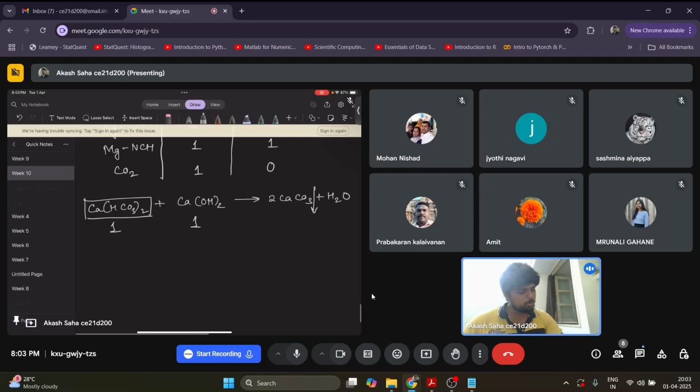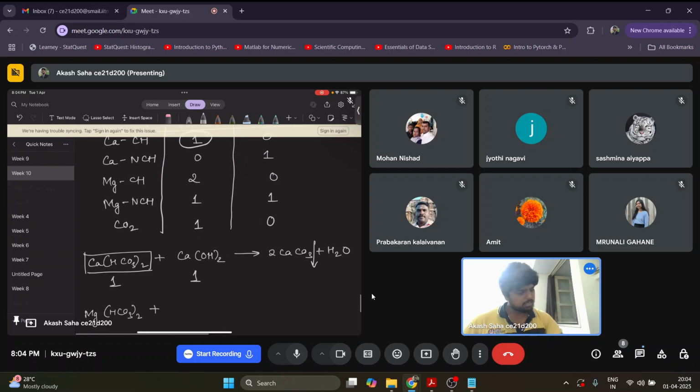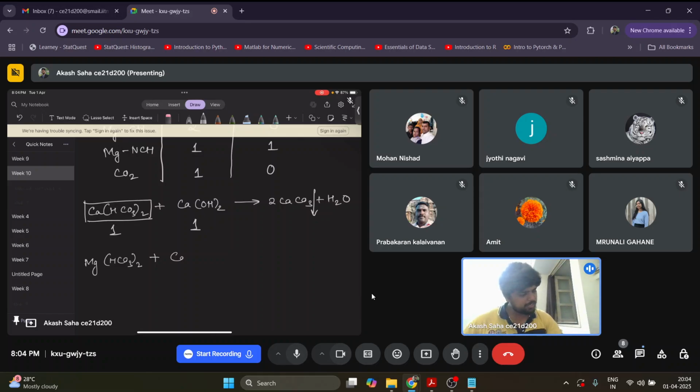Then coming to magnesium carbonate hardness, Mg(OH)2. First we will add 1 lime. We will get MgCO3 plus CaCO3 plus water. Here we can see that for 1 mole of magnesium carbonate hardness, we need 1 mole of lime to precipitate the CaCO3.